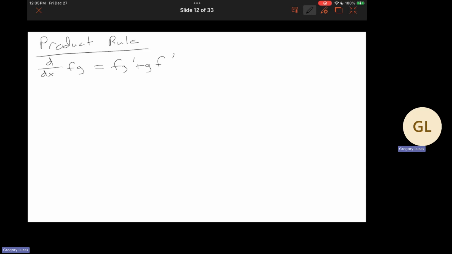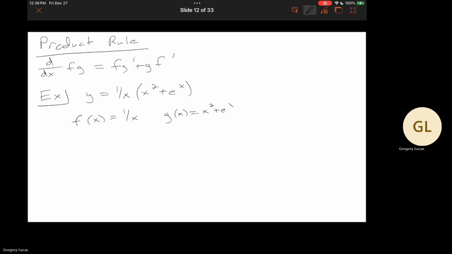So, for example, let's do a little tricky one. Let's say we have 1 over x times x squared plus e to the x. So what I'm going to do is break them into two functions, f and g. So f of x would be 1 over x, and we're multiplying it with g of x. And I want to find the derivative of both.